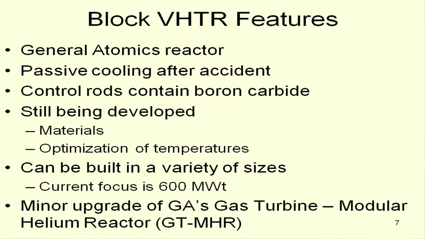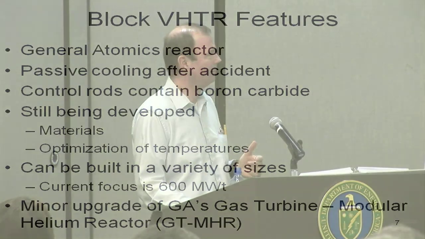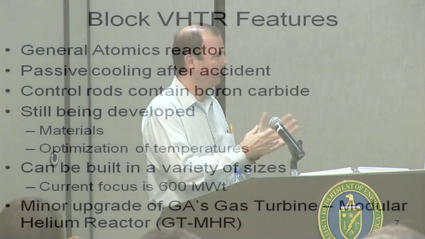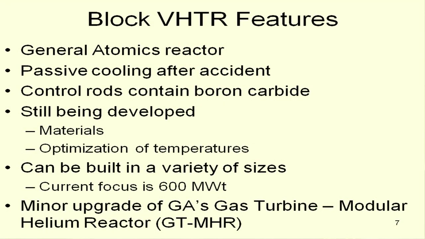Built by General Atomics, passive cooling after accidents. It's got rod-type control rods made of boron carbide. It's still under development to a significant extent, with the main issue being materials, but also optimization of temperatures. Can be built in a variety of sizes, with their current focus at 600 megawatts thermal, which is roughly 300 megawatts electric.